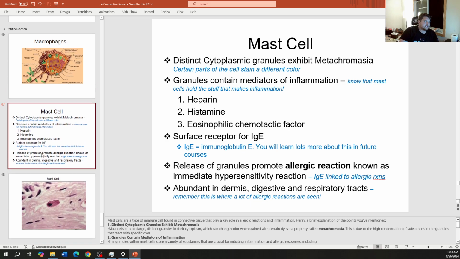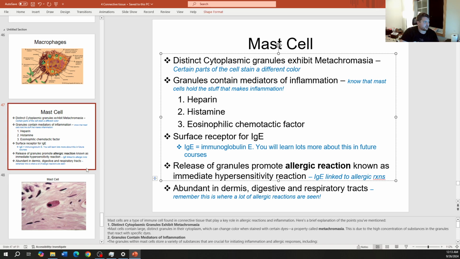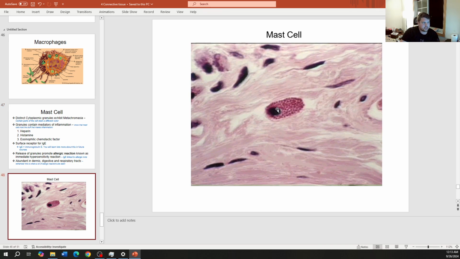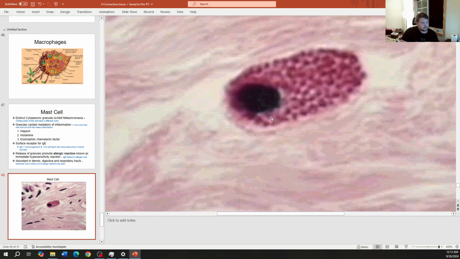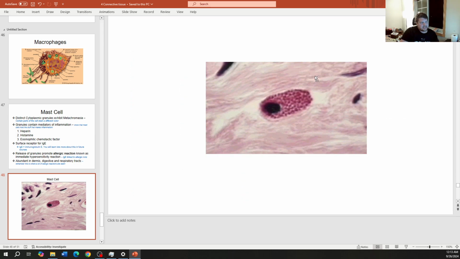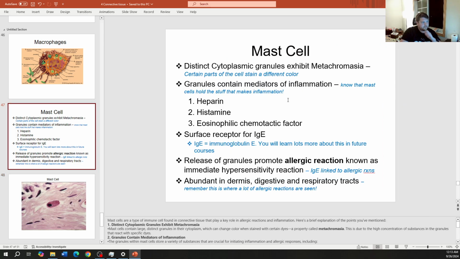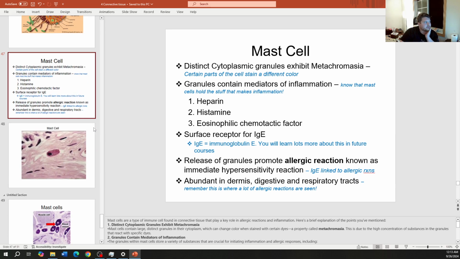Next, we have mast cells. Mast cells have distinct cytoplasmic granules, which exhibit what is called metachromasia, which is essentially that certain parts of the cells are going to stain a different color. We look at these different cells and see how you almost get these little dots all through. They stain differently. That's how we identify mast cells.